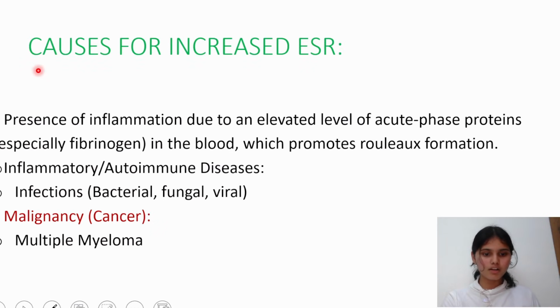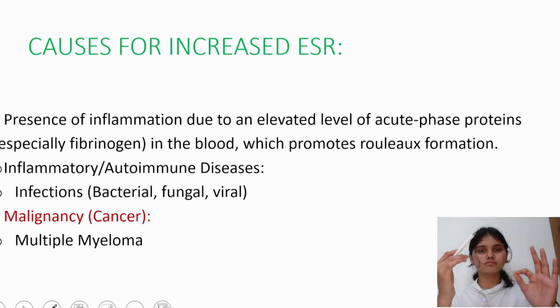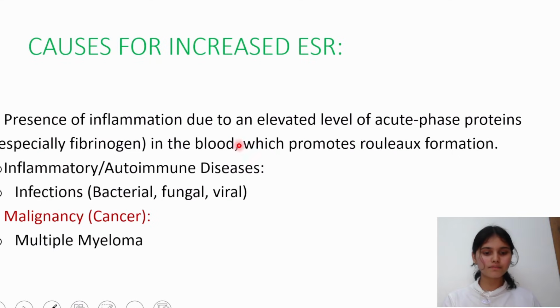Now, the causes for increased ESR. So until now you saw the factors and the conditions. Now what could be the causes for this increased ESR? The presence of inflammation, which is related to fibrinogen. Inflammation that you could see in acute phase reactions. So the presence of inflammation or infections leads to an elevated level of acute phase proteins, especially fibrinogen in blood, which promotes rouleaux formation. How? It removes the zeta potential of the RBCs.